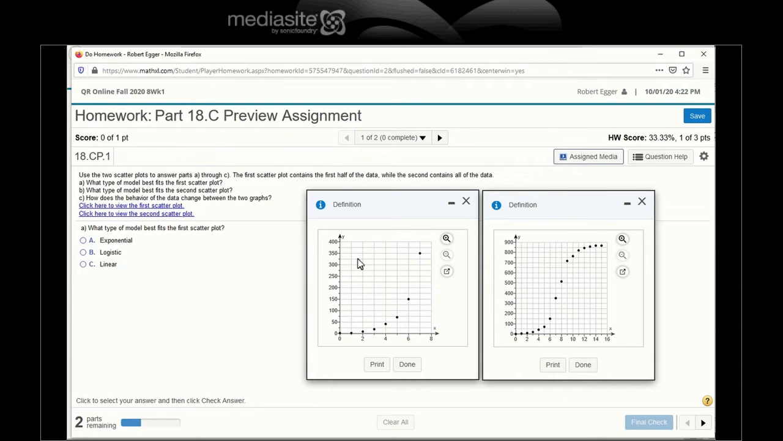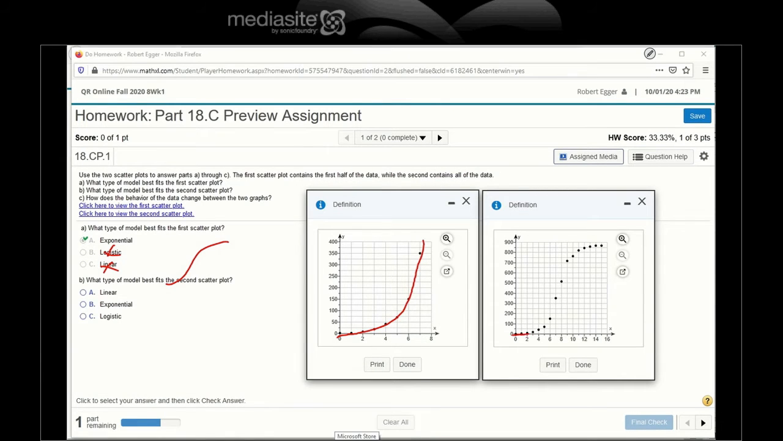What type of data model best fits the first scatter plot? Oh, my. I have no idea. Well, it's not linear. It's not logistic because it doesn't do that thingy. So it has to be exponential. Yes, sir, Bob. And what's the second one?